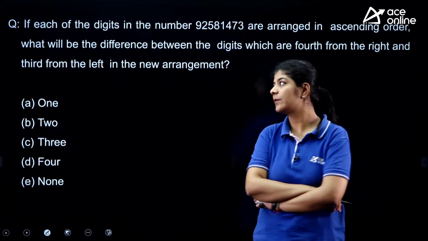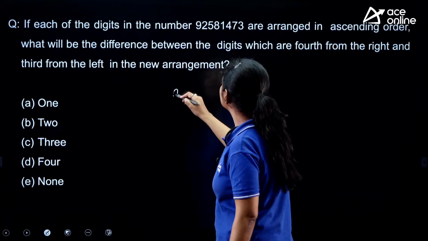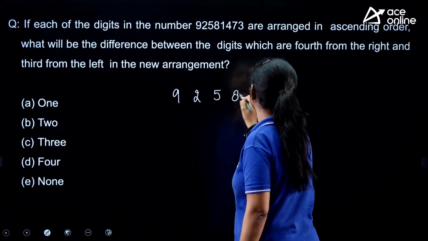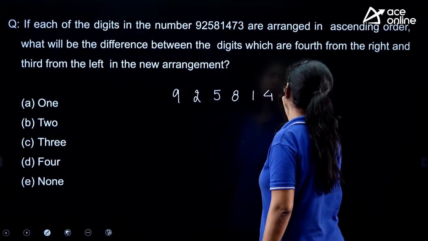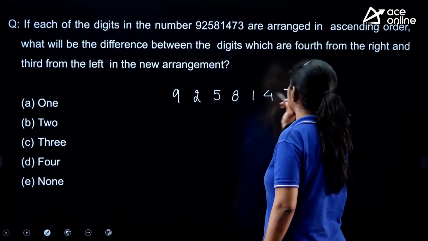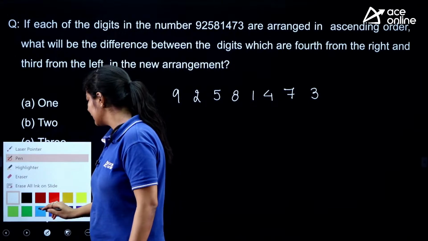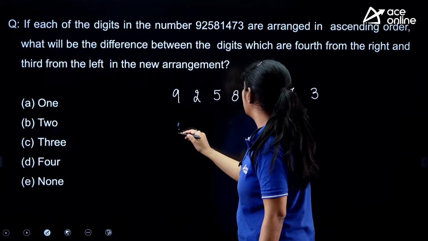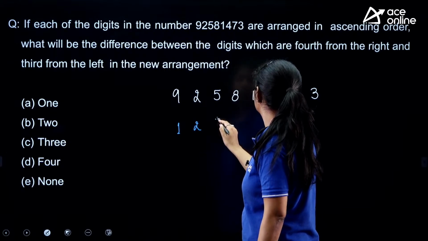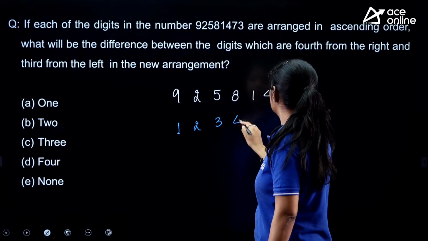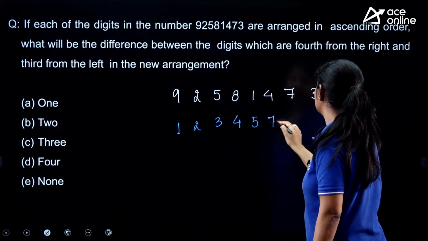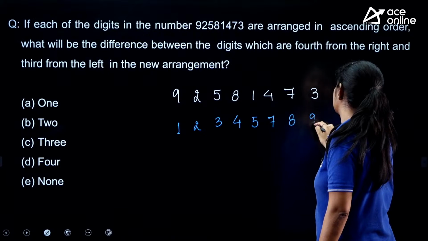It's a very simple one. So the number we are having is 9, 2, 5, 8, 1, 4, 7, 3. These are the numbers and we need to arrange them in ascending order. So 1, 2, 3, 4, 5, we are not having 6, then 7, 8, 9.